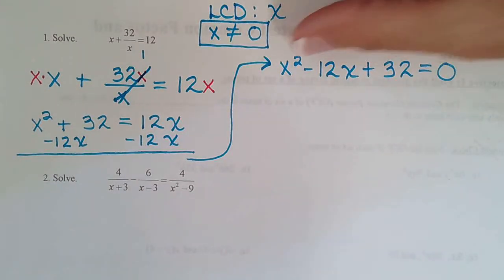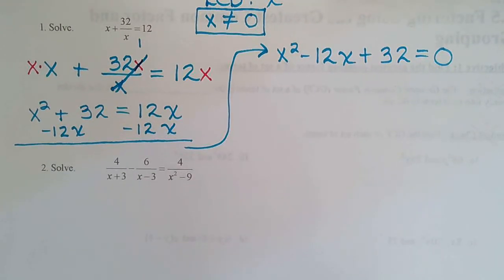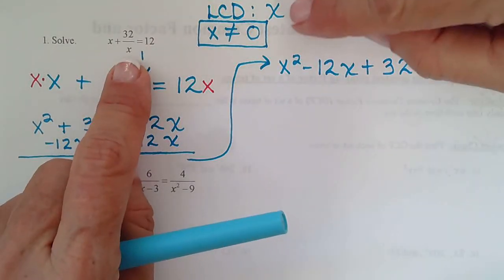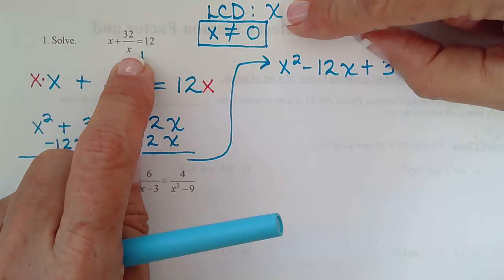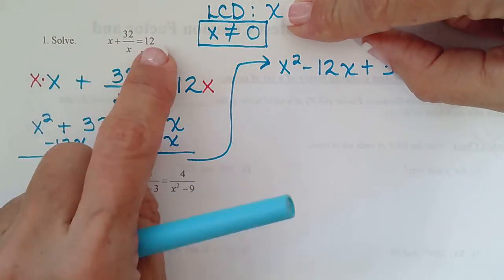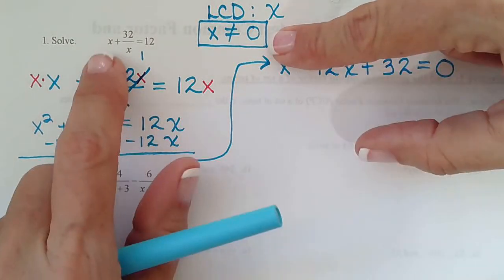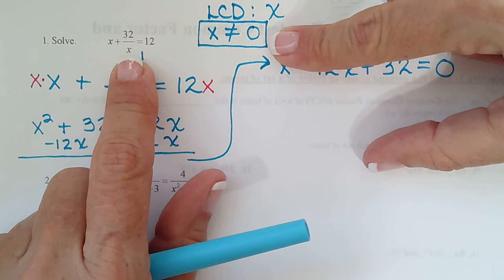Okay, we're working on problem number 1 on page 5 of the 5.5 notes, solving rational equations. So first thing we did was find an LCD. There's only one denominator in the problem, so that has to be the LCD because both of these have denominators of 1. And then we do our restriction box. The only thing that would make that denominator 0 is if I put 0 in.